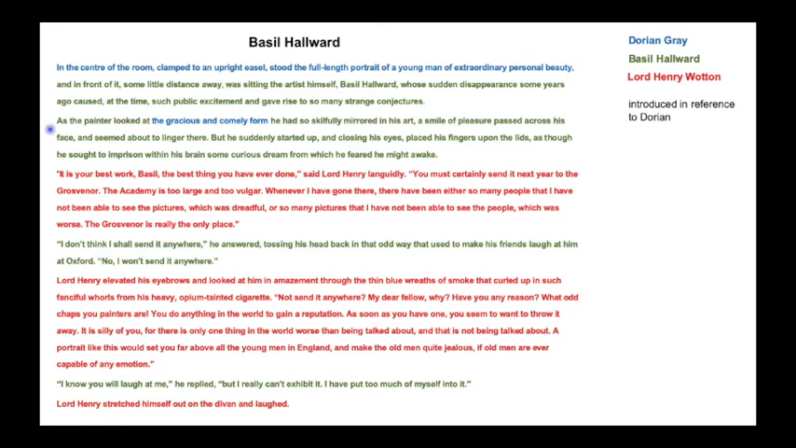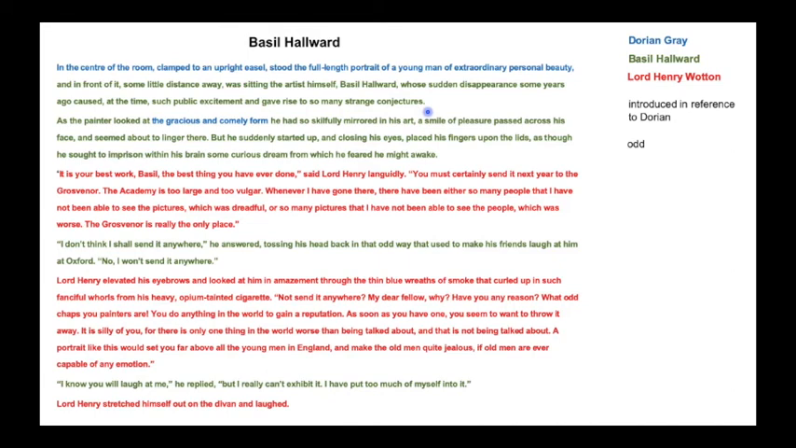Basil is looking at his piece of work and he is smiling with pleasure. Then he places his fingers upon his lids as to imprison within his brain some curious dream from which he feared he might wake. Basil is described as being strange. In fact, he had disappeared some time before, and people had made all sorts of hypotheses regarding his disappearance.